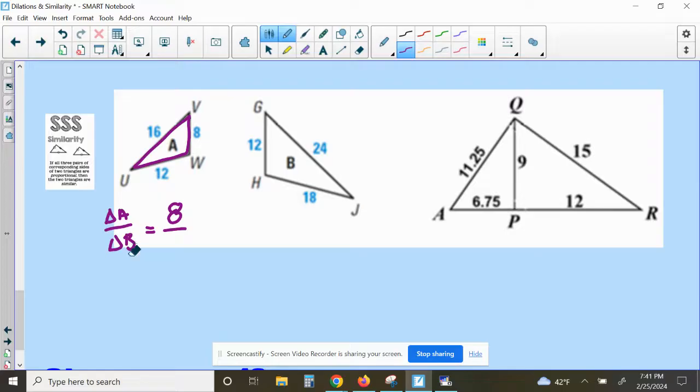Now I got to go to the other triangle. Triangle B is going to go on the bottom. So look at all these guys. Which one's the smallest? The 12 is the smallest. So he pairs up with the 8.